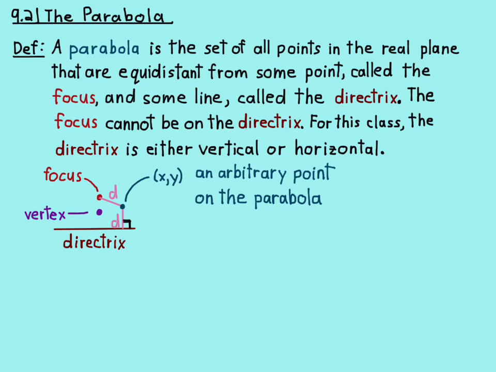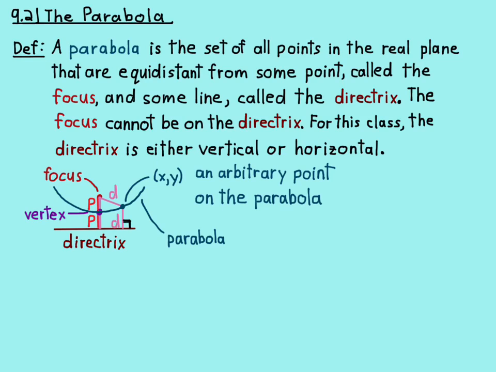It's also true for the vertex. The vertex is directly between the focus and the directrix. So if you drop a perpendicular from the focus to the directrix, the vertex is halfway along that line segment. So you end up getting all these points on the parabola this way.